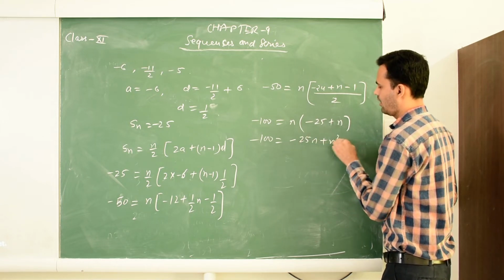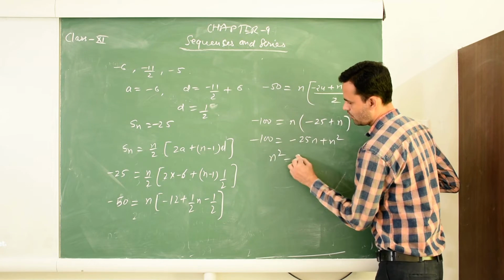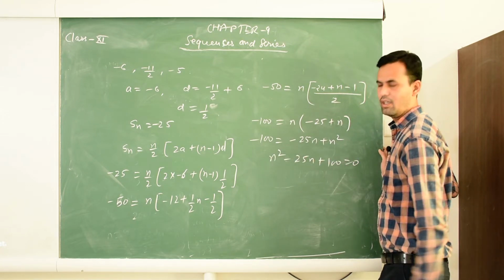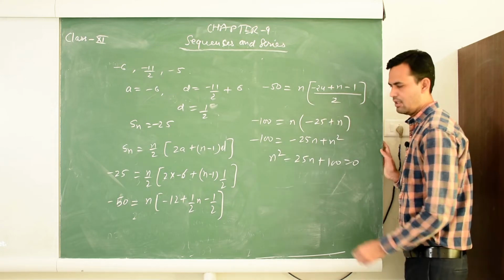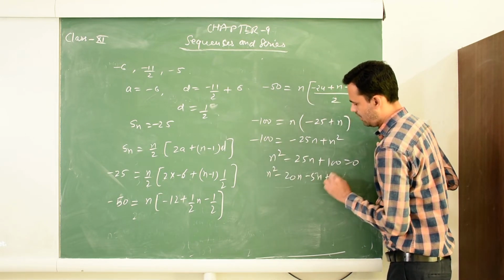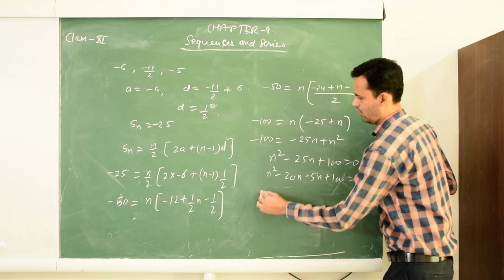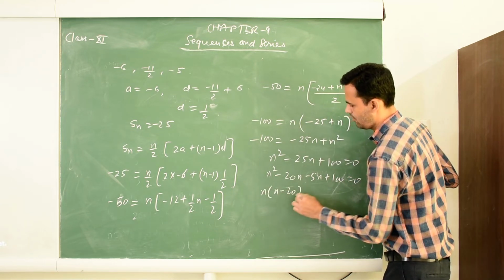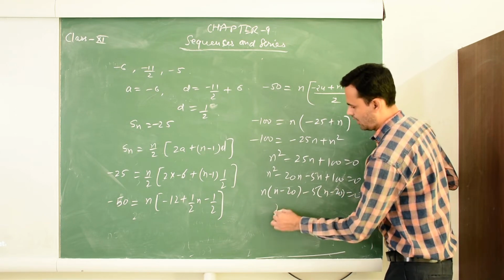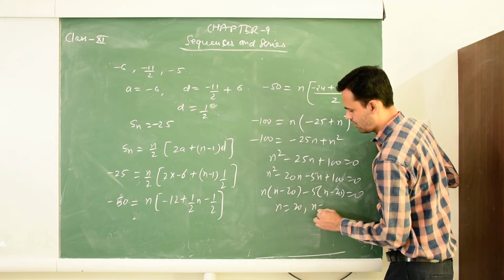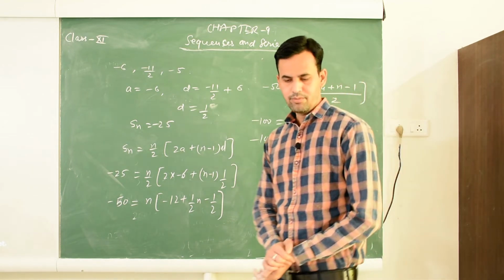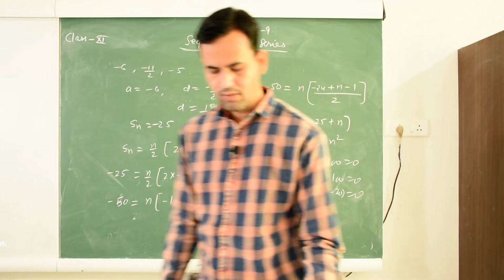So 100 equals minus 25n plus n square. We write it as n square minus 25n plus 100 equals 0. Factorize this: n square minus 20n minus 5n plus 100 equals 0. n common (n minus 20) minus 5 common (n minus 20). So n equals 20 or n equals 5. There are two answers for the value of n. In this way you can solve this question.